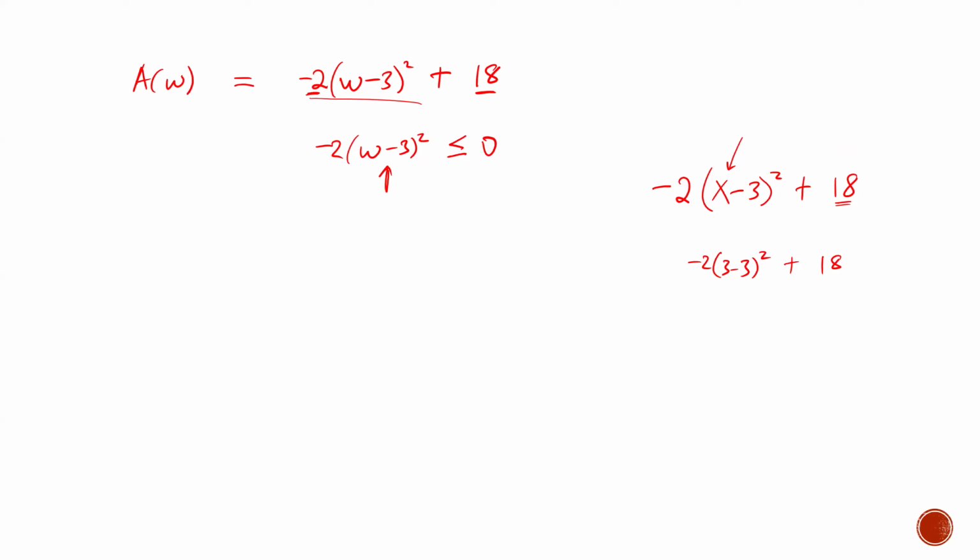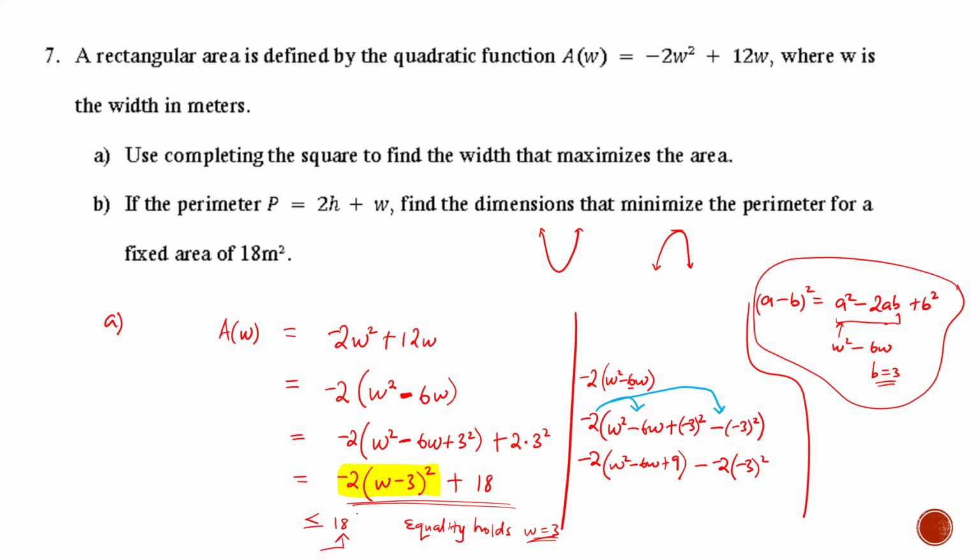That's the bit I'm saying about equality holding. Whenever you state an inequality, it's just a fancy way of doing things, but you really don't have to do this. You can just say, therefore, the maximum is 18 when W is equal to 3.